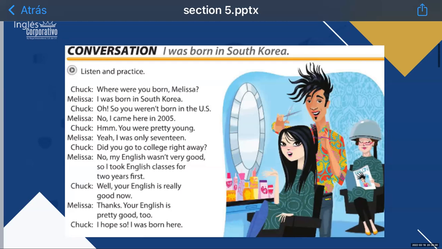Did you go to college right away? No, my English wasn't very good. So I took English classes for 2 years first. Well, your English is really good now. Thanks. Your English is pretty good too. I hope so. I was born here. Again, the other one. Okay.